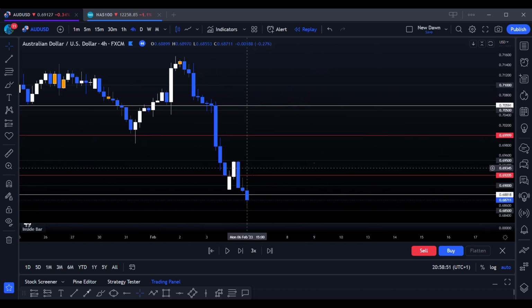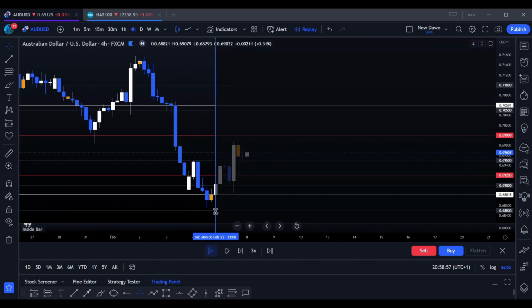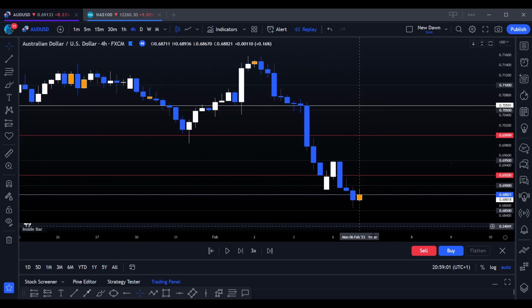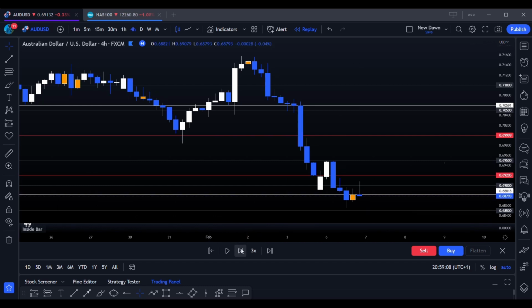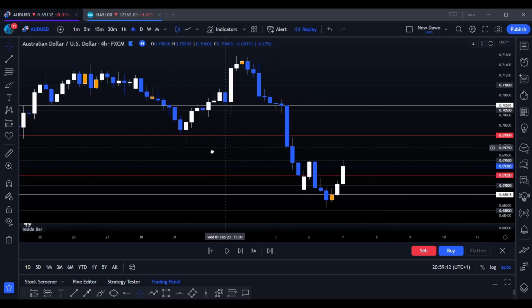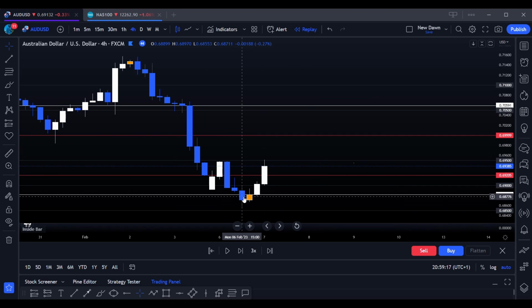But as for Monday, we can see that there was a very nice drop. Let's take it back. So we're moving to London session on Tuesday. Alright, so London session on Tuesday, we have this inside bar forming at this key level here, and a very nice push.